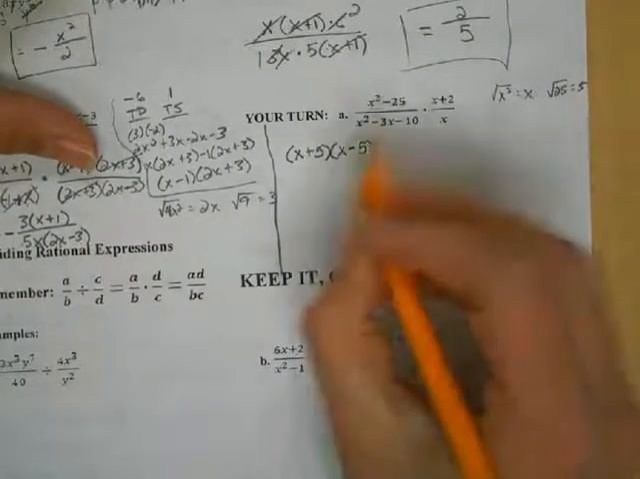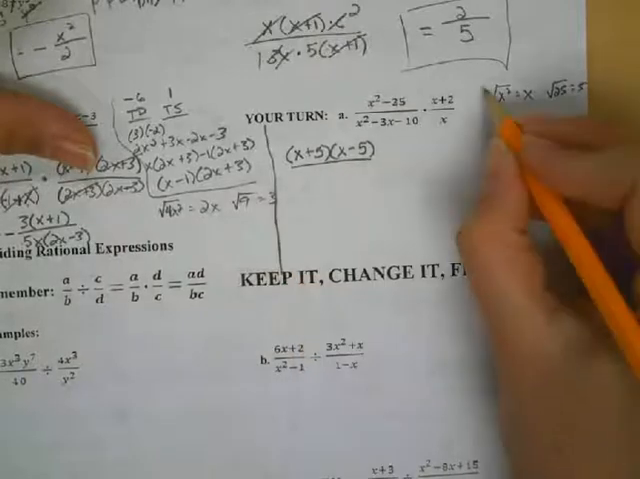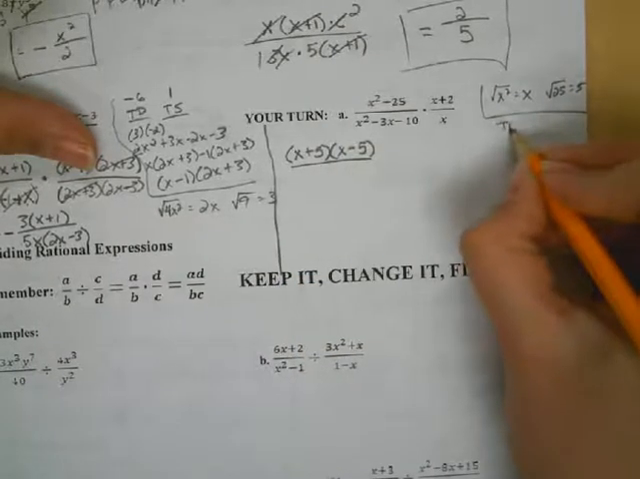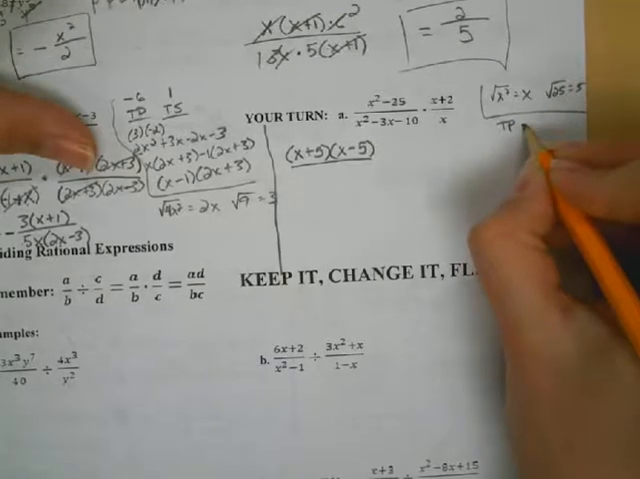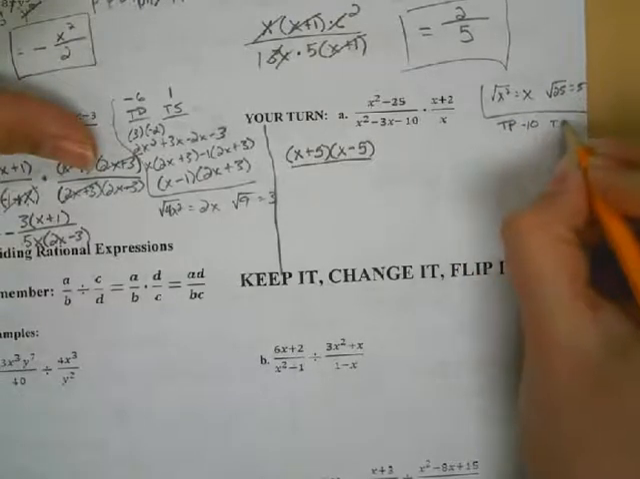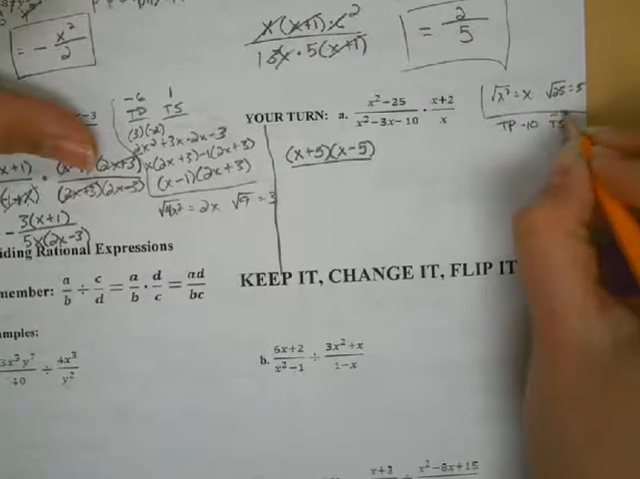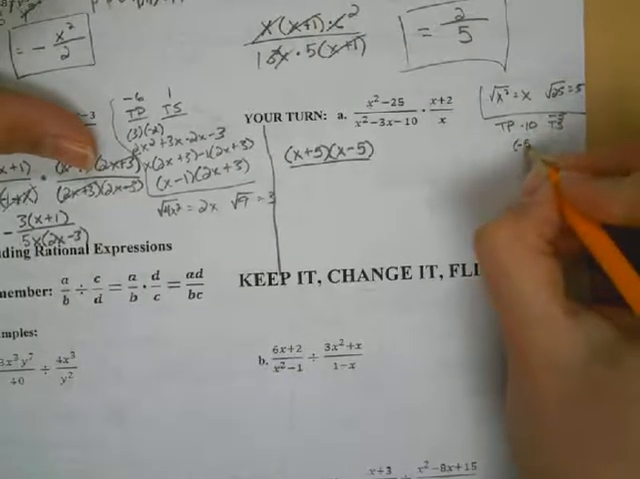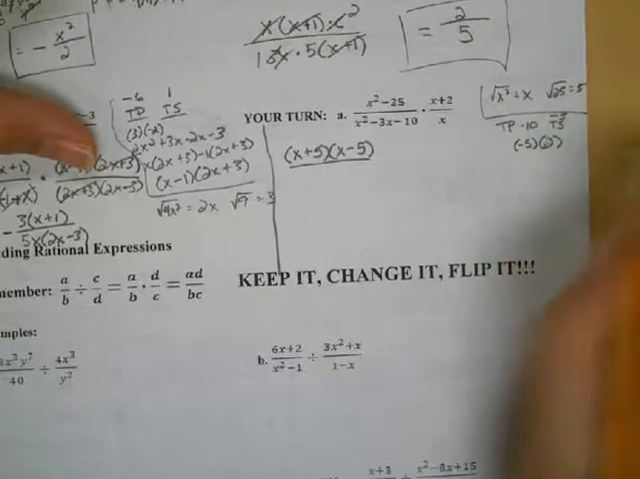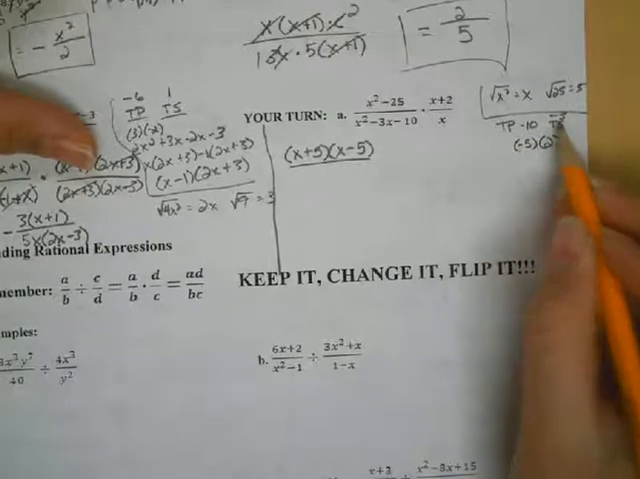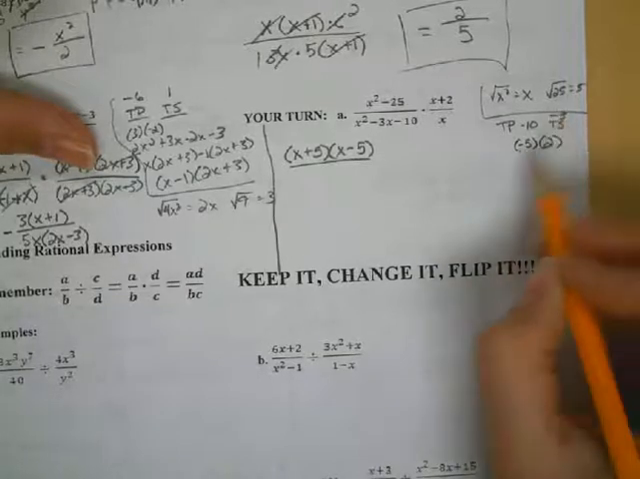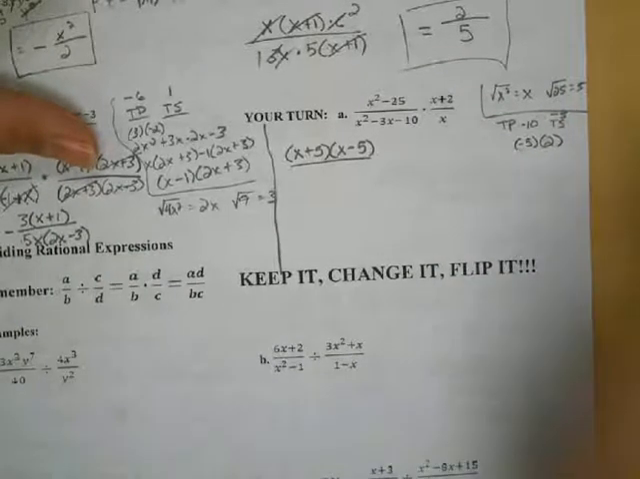Okay, on the bottom, there's our first one. Now on the bottom, we got to factor that also. Target product is negative 10. Target sum is negative 3. So I need two numbers that multiply to negative 10 but add to negative 3. I believe that's going to be negative 5 and positive 2. Okay, add to negative 3, multiply to negative 10. Careful with your signs. I want a negative 3, so the negative has to be on the 5.